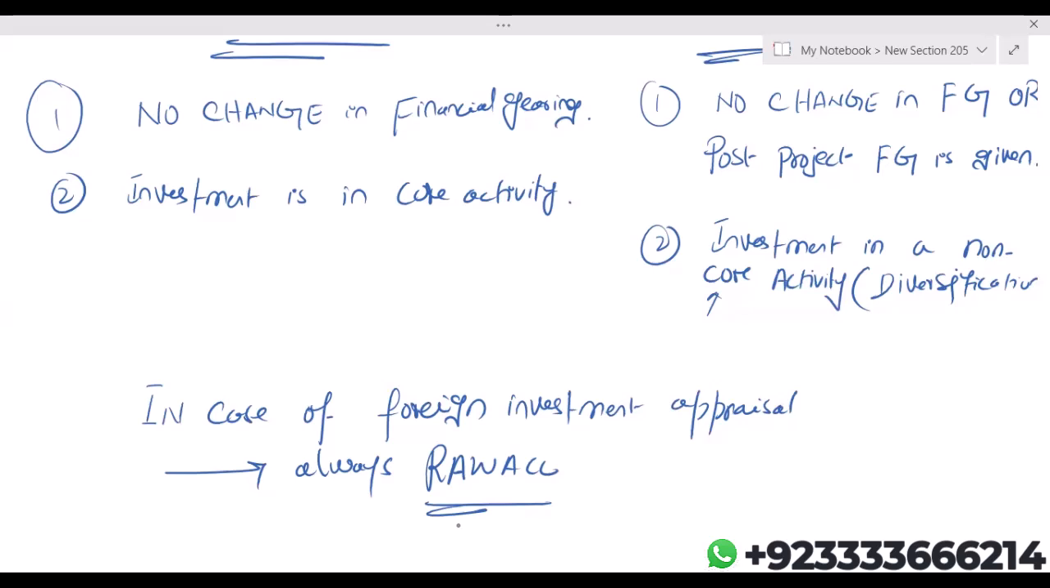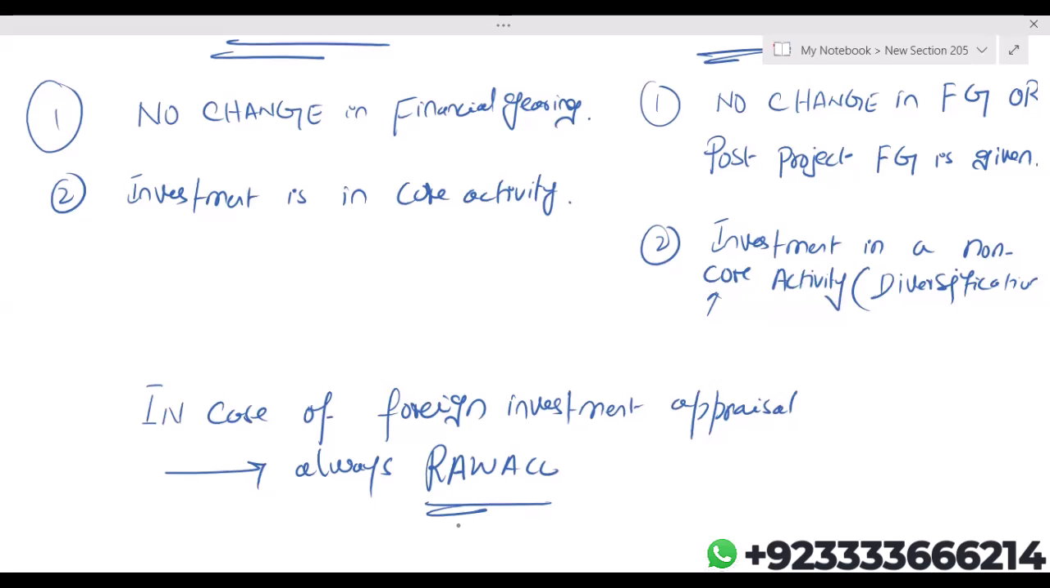The government policies will not be the same. So the risk of operating the same project in a different country rather than the home country, you will have a different risk. Your business risk will definitely change because of the country, the legal environment, economic environment, cultural differences, and so many other things. So you need to know one thing: in case of foreign investment appraisal, you always have to have a risk adjusted WACC.